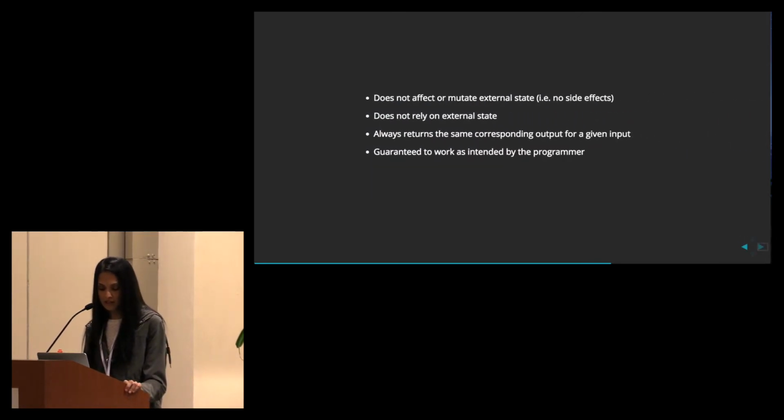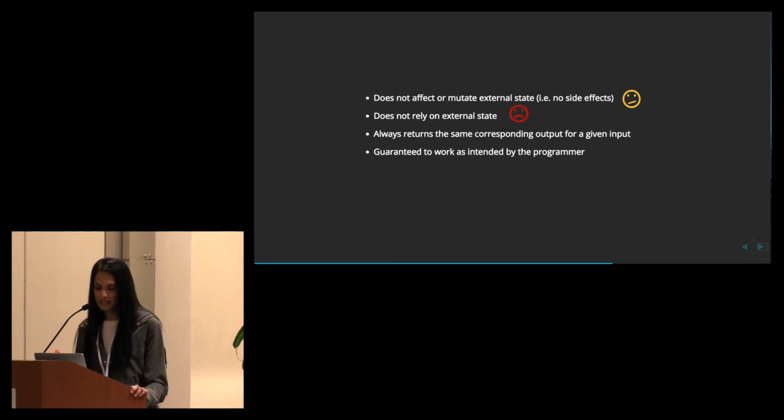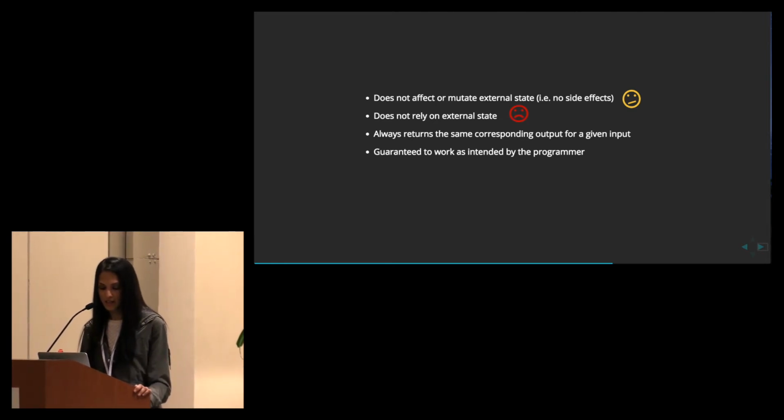So how do higher order functions help? Well, one, do they ensure that code doesn't affect or mutate external state? Not really, but I'm going to give it a maybe because a lot of the higher order functions like map and filter do return new arrays, and they don't really mutate the original array. Does it ensure that the code doesn't rely on external state? Not really. Does it ensure that code always returns the same corresponding output for a given input? Not really. And does it guarantee that the code works as intended by the program? Not entirely.